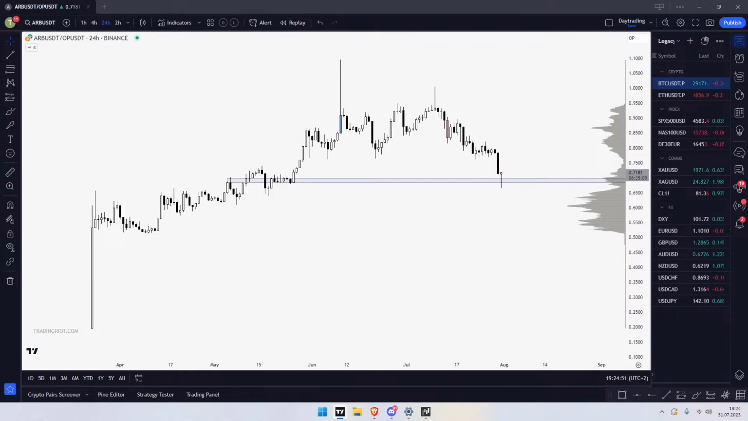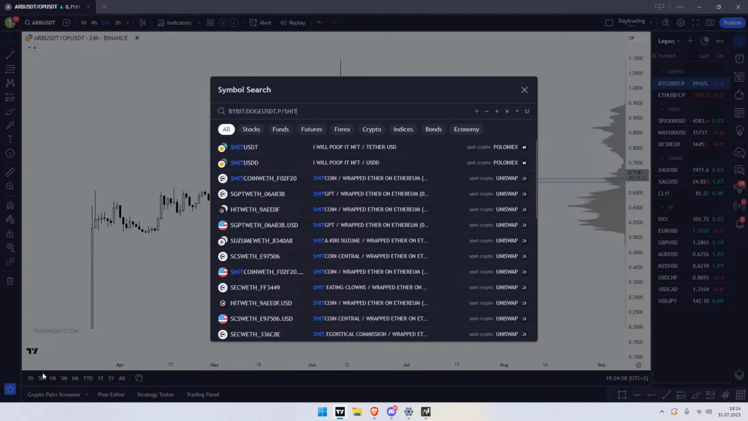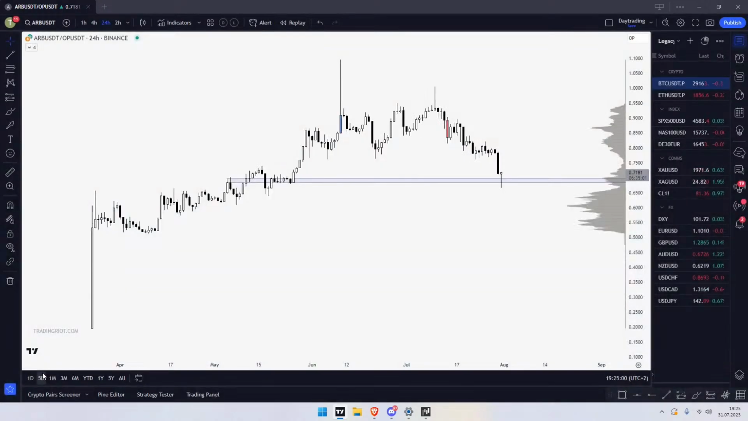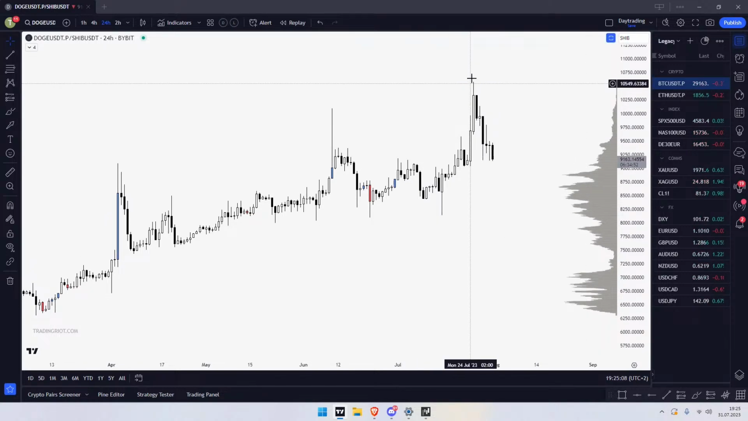There has been a lot of these nice pair trades, even with Doge, with Shib. I think Shib had a little bit of movement. Yeah, Doge kind of topped out here, so rotating from one meme coin to another would be a smart idea somewhere around this area.